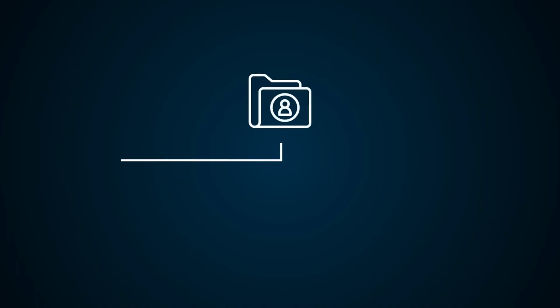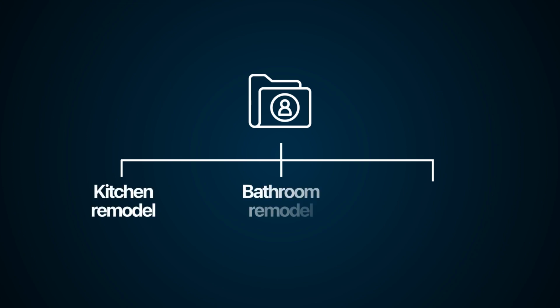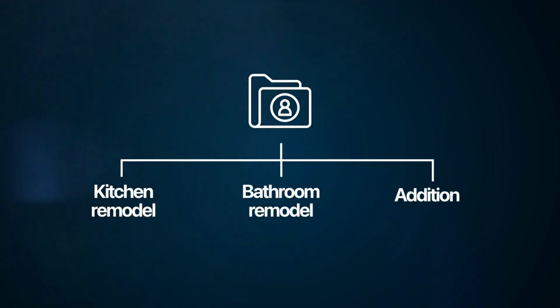The customer is the folder. Each project is a separate file inside that folder. Kitchen remodel, bathroom remodel, addition, all new files. Every job, every time. When you create a project under the customer, QuickBooks starts tying everything together automatically. Estimates, invoices, bills, labor, and payments all live inside that one project.